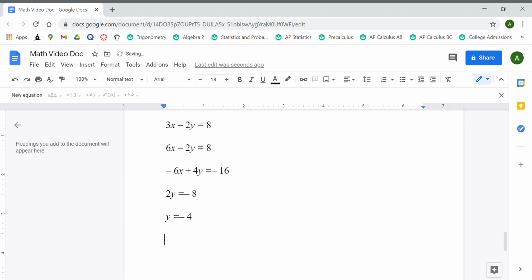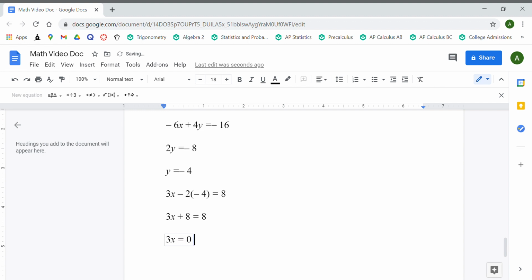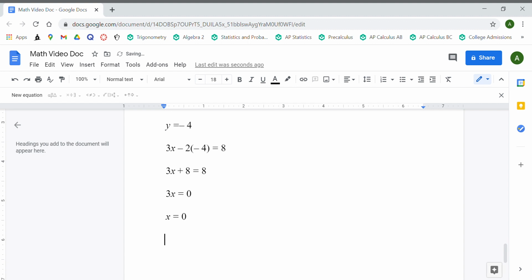Alright, now we're going to substitute -4 in for y right here in this equation. So I'm going to do 3x minus 2 times -4 equals 8, and then 3x plus 8 equals 8, and then 3x equals 0, x equals 0. Wow, for once I actually get integers as solutions. Jeez. Anyways, 0, -4.